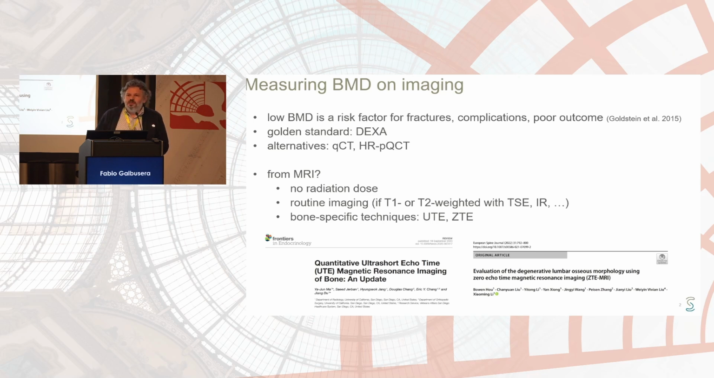I'm not talking about these bone-specific MRI techniques like UTE and ZTE that require some specific hardware and software, which is expensive and not everybody has, but I'm talking more about these routine MRI like T1 and T2 weighted that we all have in our databases and we can use also retrospectively. And this, of course, would have the advantage that we have no radiation dose.